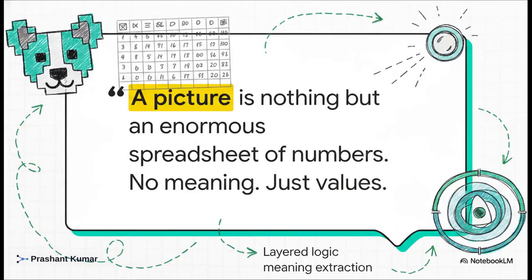To a computer, a picture is nothing but an enormous spreadsheet of numbers. There's zero inherent meaning there, just values. Every single pixel is simply a number that tells the computer about color and brightness. And since a modern photo contains millions of pixels, well, there's no actual dog hiding in there. So the big question is, how on earth does a machine get from staring at a giant, abstract wall of meaningless numbers to confidently declaring, yep, that's a dog?